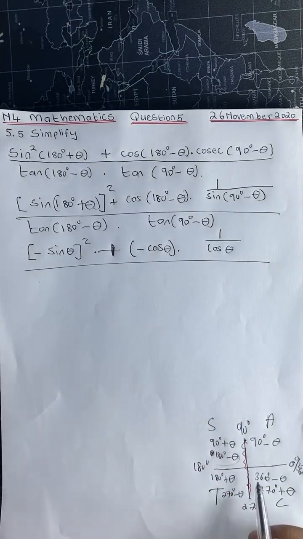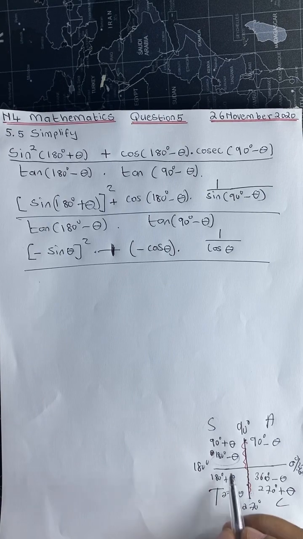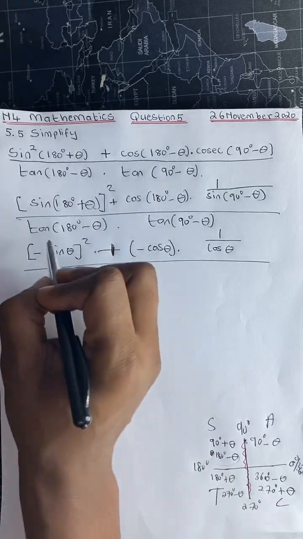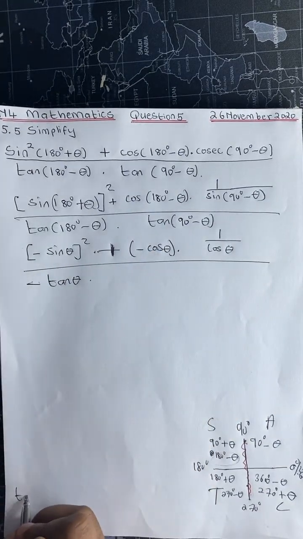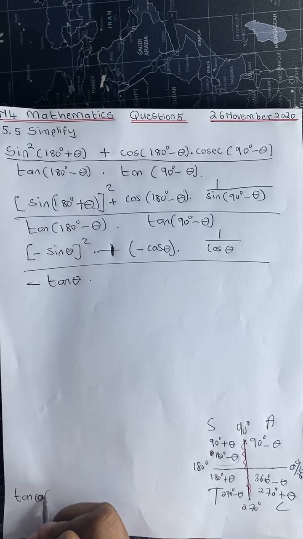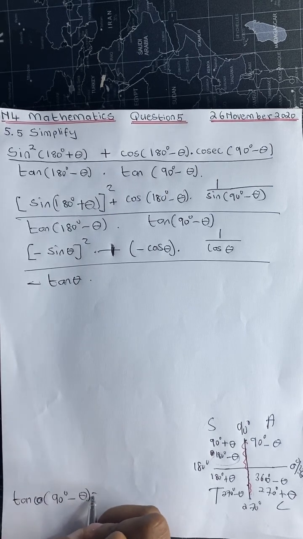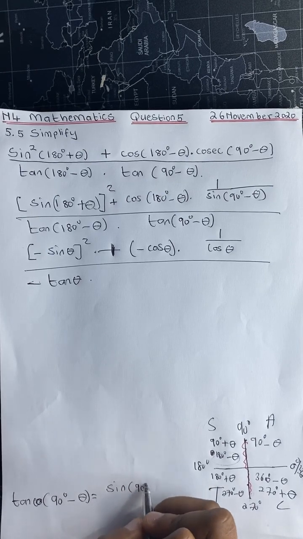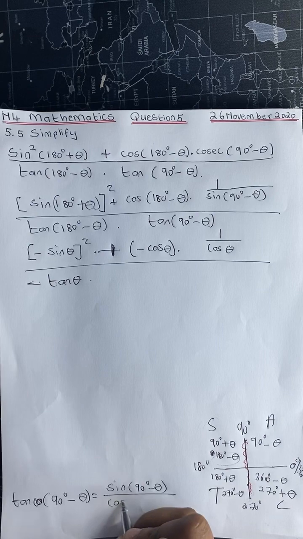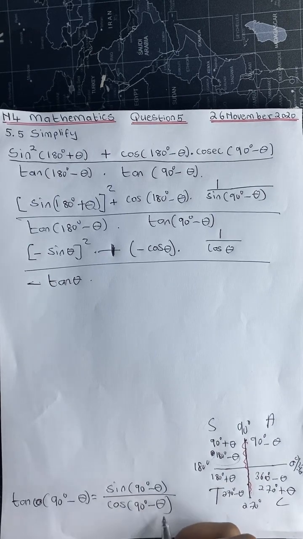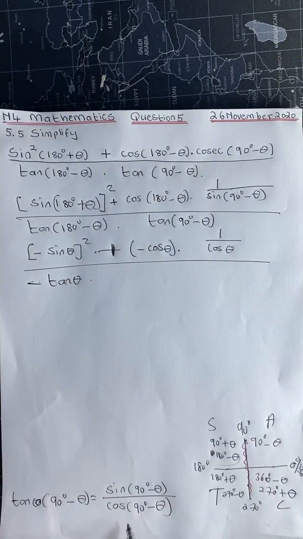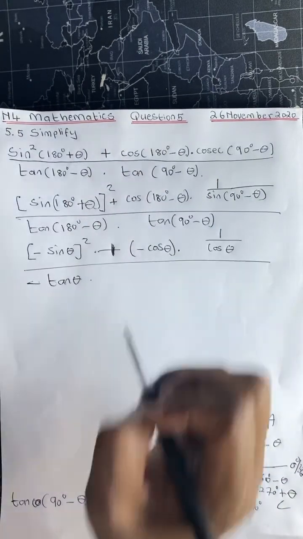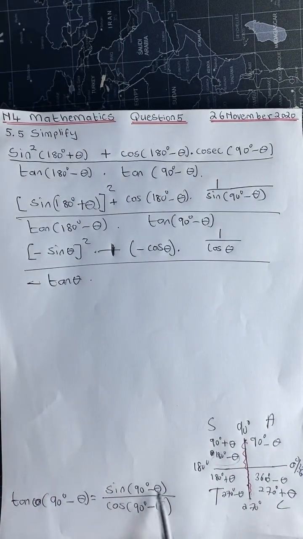So this is equal to tan of 180 degrees minus theta. So 180 degrees minus theta is here, and only sine here is positive, so that tan will be negative tan theta. And we have to be careful here. We know that tan of 90 degrees minus theta is equal to sine of 90 degrees minus theta all over cos of 90 degrees minus theta. So instead of us focusing on that, let's focus on the right hand side.